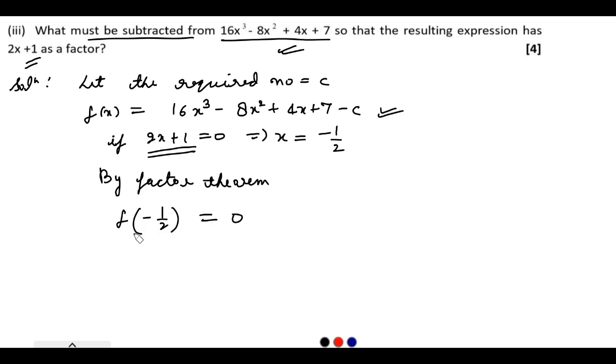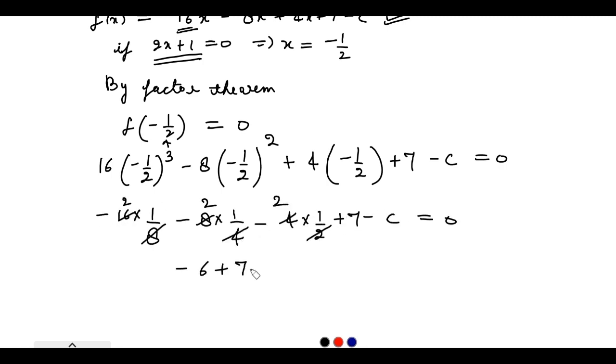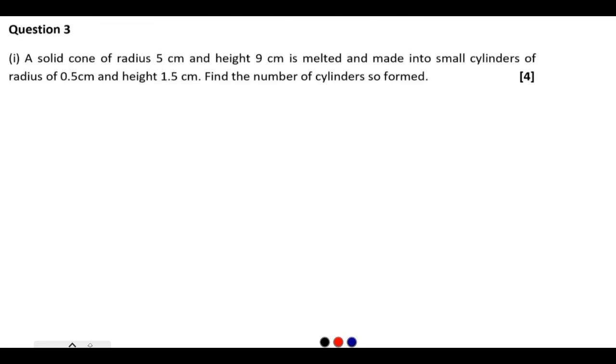Now put the value, it is equal to 0. Now solve this and find the value of c. c is equal to 1, meaning the required number is 1. Come to question 3, the last question of the compulsory section.